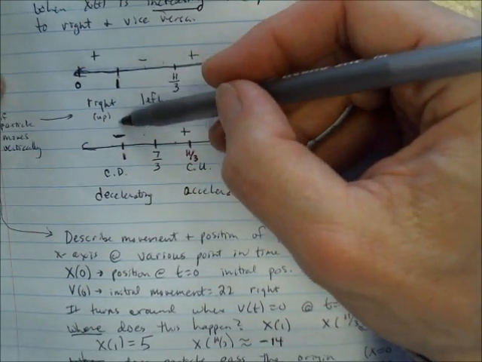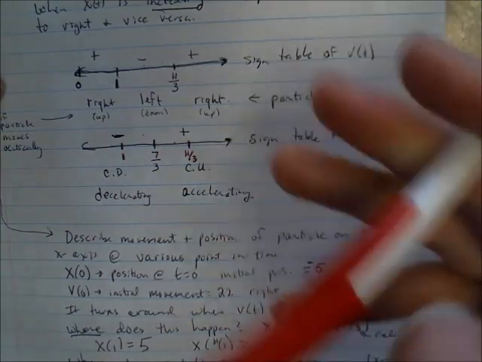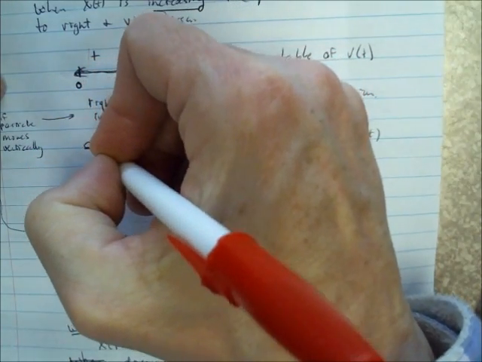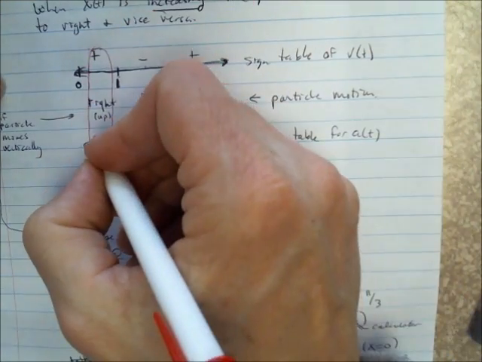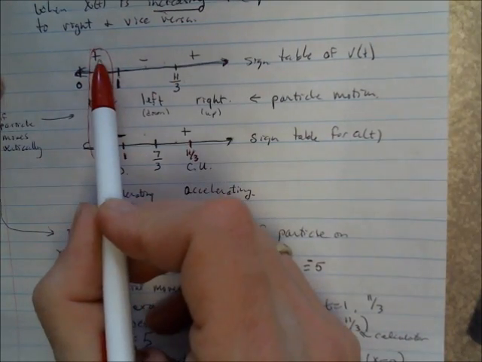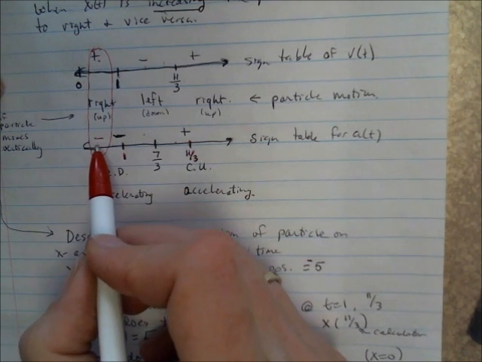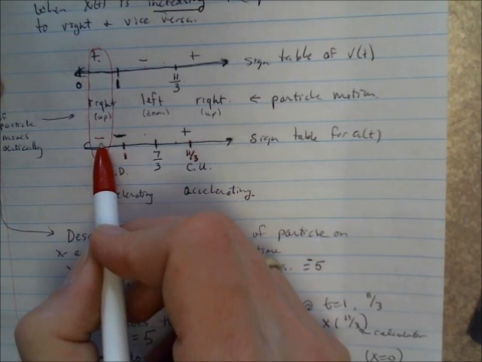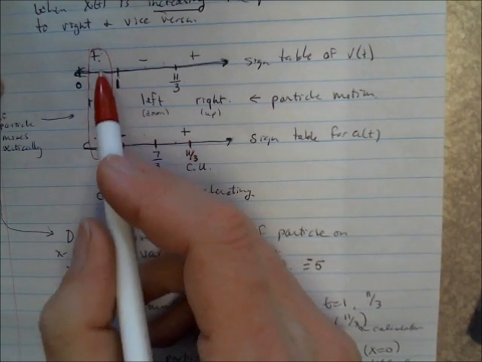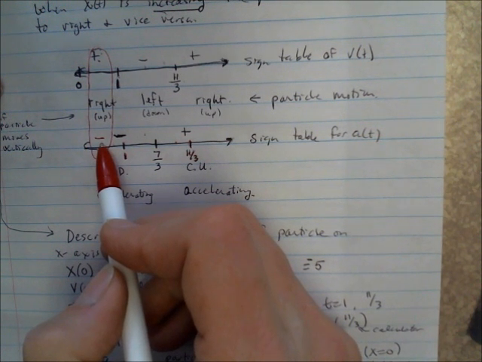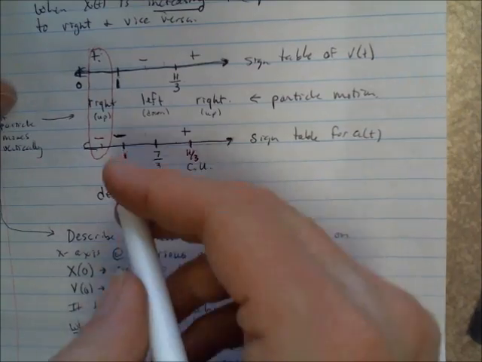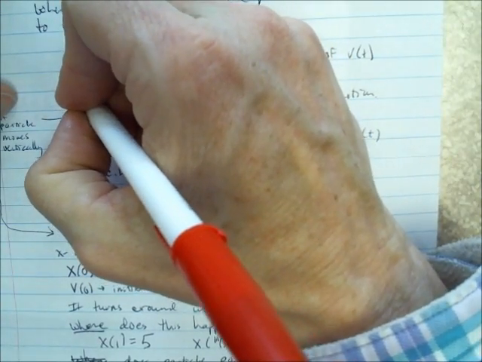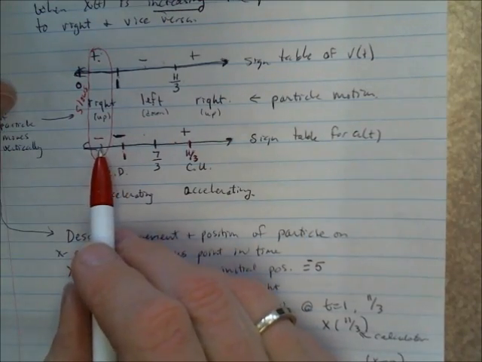I'm putting one on top of the other because if you do that, you can see that right here in this part of your sign tables, you have a velocity that's positive, but you have an acceleration that's negative. So because you have different signs here, the particle is actually slowing down up until it gets to 1 second. So the particle slows here.